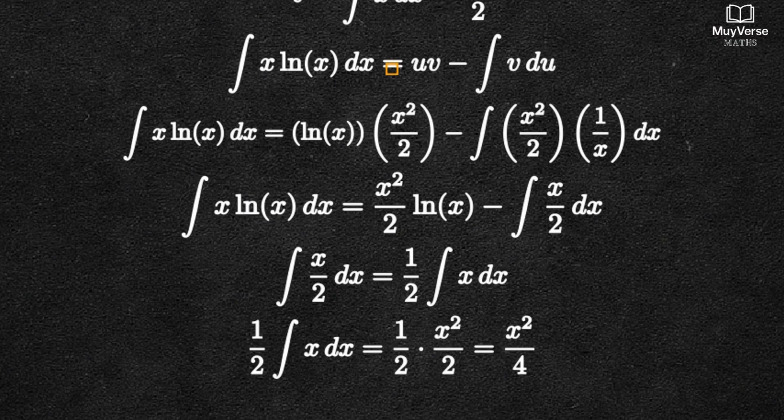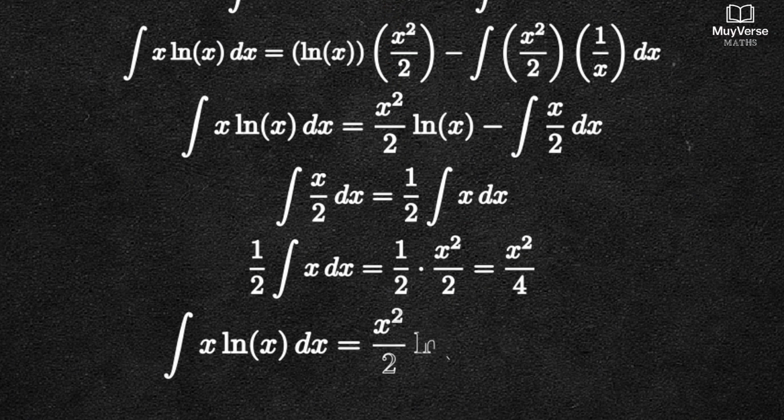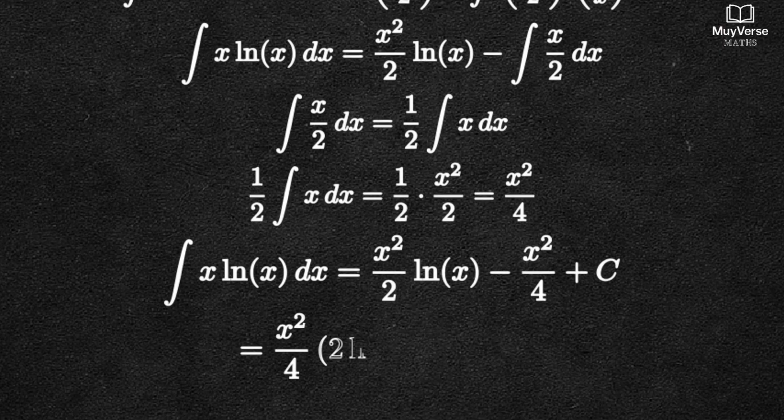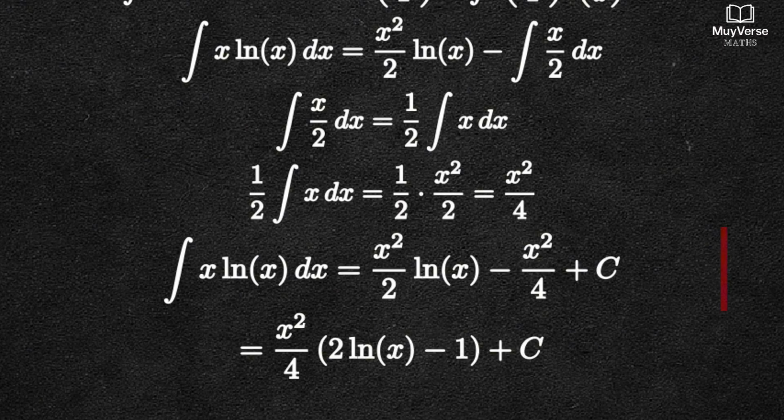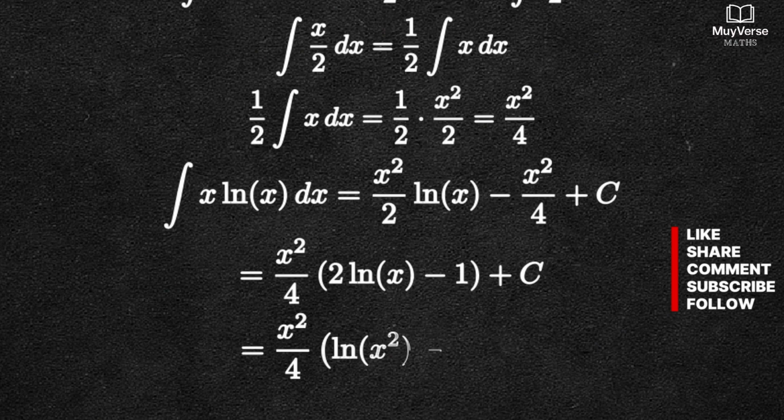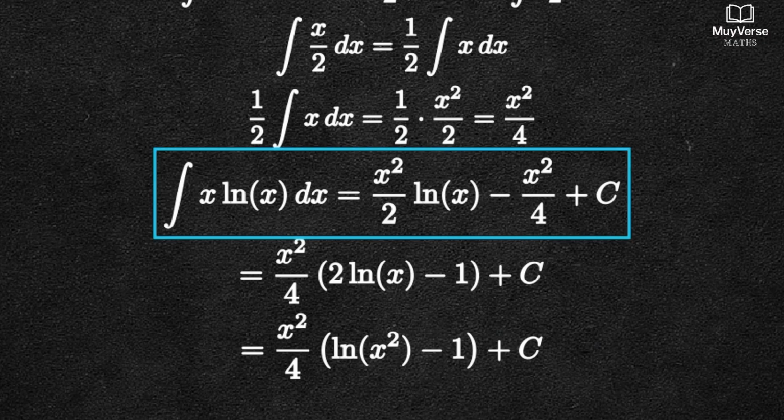Step 5. Combine everything and add the constant of integration. So the integral equals x squared over 2 times ln x minus x squared over 4 plus C. We can factor x squared over 4 to get 1 fourth x squared times the quantity 2 ln x minus 1, plus C. Using the identity 2 ln x equals ln of x squared, we can also write it as 1 fourth times the quantity x squared times ln of x squared minus 1, plus C. This is our final answer.